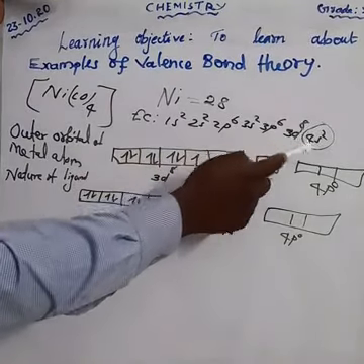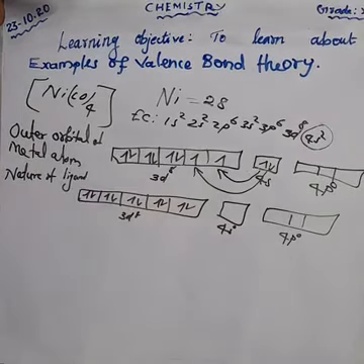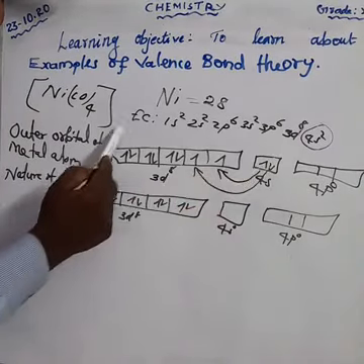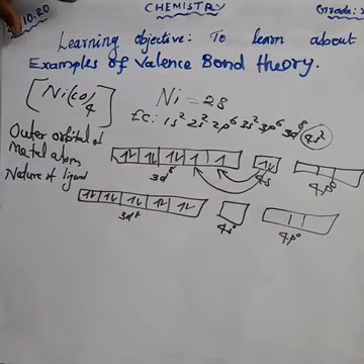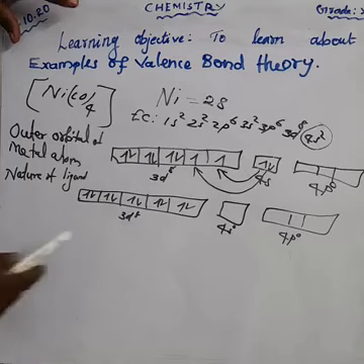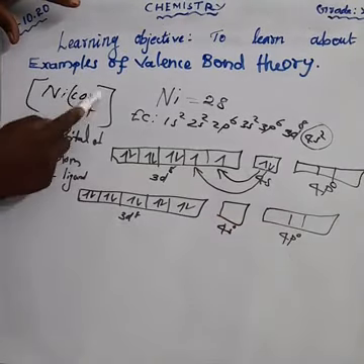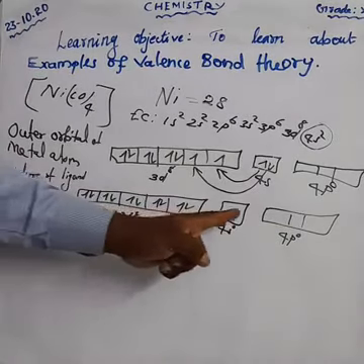The 4s electrons shift to the 3d subshell. So now it has some vacancy, and the 3d is completely filled. Next, about the hybridization. Here there are 4 vacant orbitals, and the carbonyl groups are attached here.